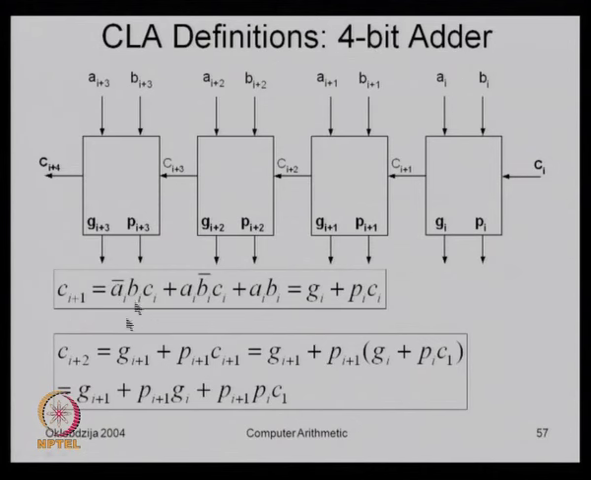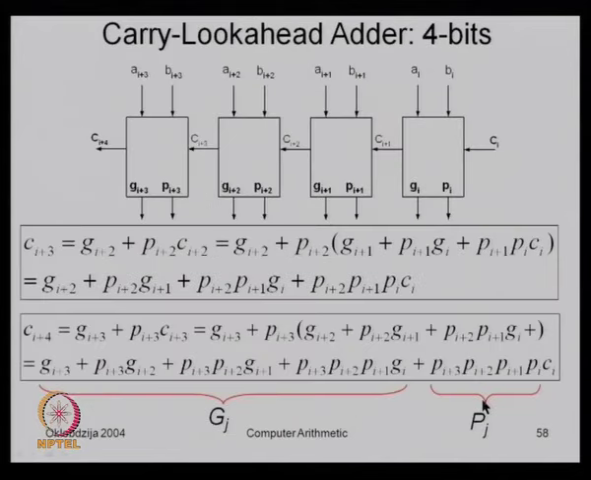So if you get this expression, you can see now look for the other one. C(i+2) is G(i+1) plus P(i+1) C(i+1). Now I know C(i+1). So I say, okay, it is G(i+1) plus P(i+1) bracket of Gi plus Pi Ci. So I expand that. So it is G(i+1) plus P(i+1) Gi plus P(i+1) Pi Ci. Just make the product of that. You calculate C(i+3), now it is G(i+2) plus P(i+2) C(i+2). Now I know C(i+2), so I represent them here, expand it here. I do the same thing for 4 also.